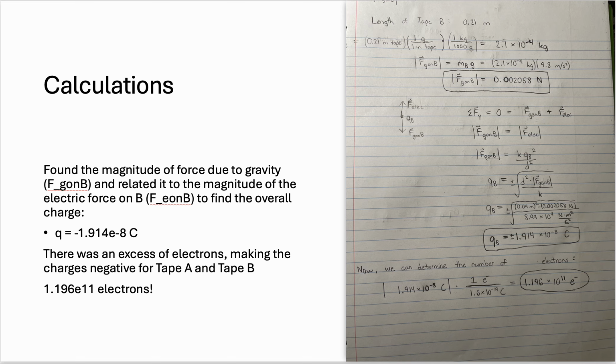In calculations, we found the magnitude of the force due to gravity and related it to the magnitude of the electric force on B to find the overall charge, which was, as you can see there, negative 1.94 times 10^-8 coulombs, and there was an excess of electrons, a lot of them.